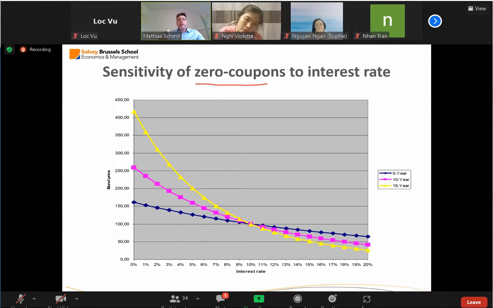In yellow, the maturity of the bond is 15 years. In pink, 10 years. In blue, 5 years. And what do you see? The longer the maturity, the higher the sensitivity of the price of the bond to the level of the interest rate.